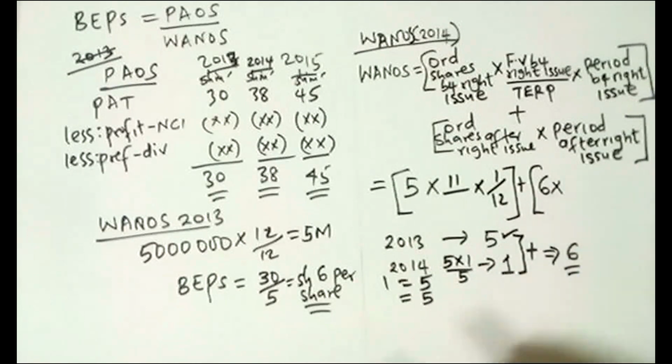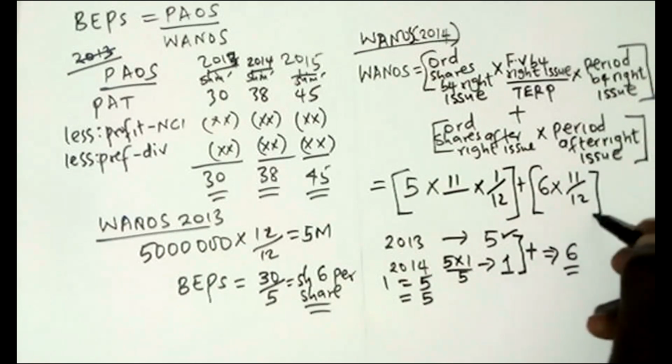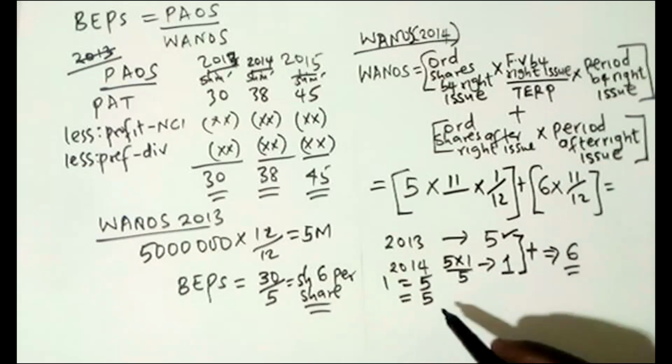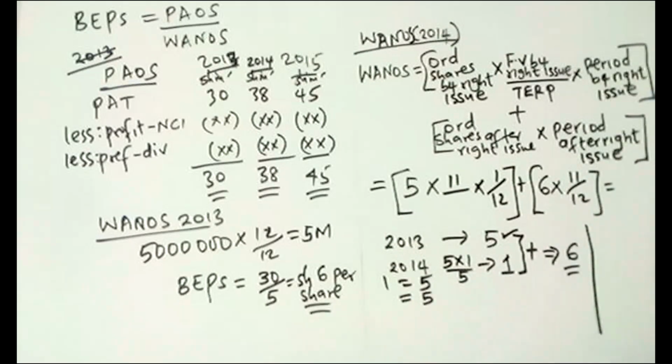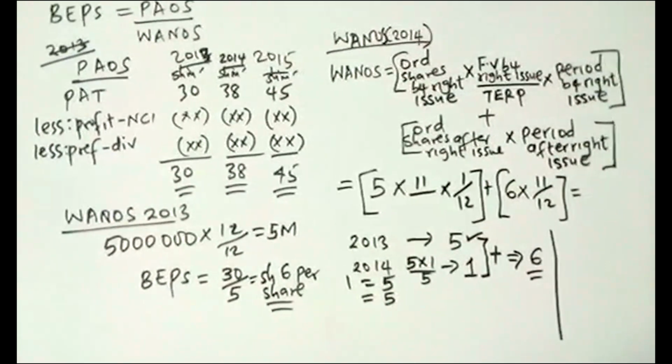Then I will multiply with the period after the right issue from 1st February to the end of the year. So that is 11 months. Then after doing that, we can look for the theoretical exercise price.